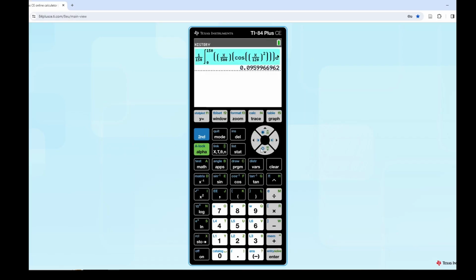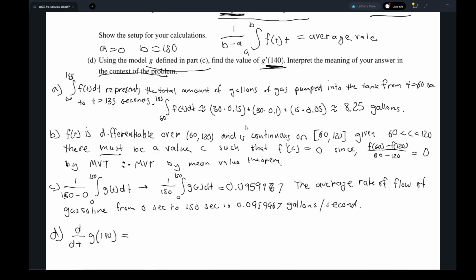So over here, I have the function. If you go into math and go into 8, you're going to find your derivative function, and you're differentiating this. You just type in your function, x, and then here we have 500 cosine of x over 120 squared, close that parentheses, close this parentheses, and you put your x as 140. You're going to get your answer to be negative 0.0049. So this is going to equal negative 0.0049.